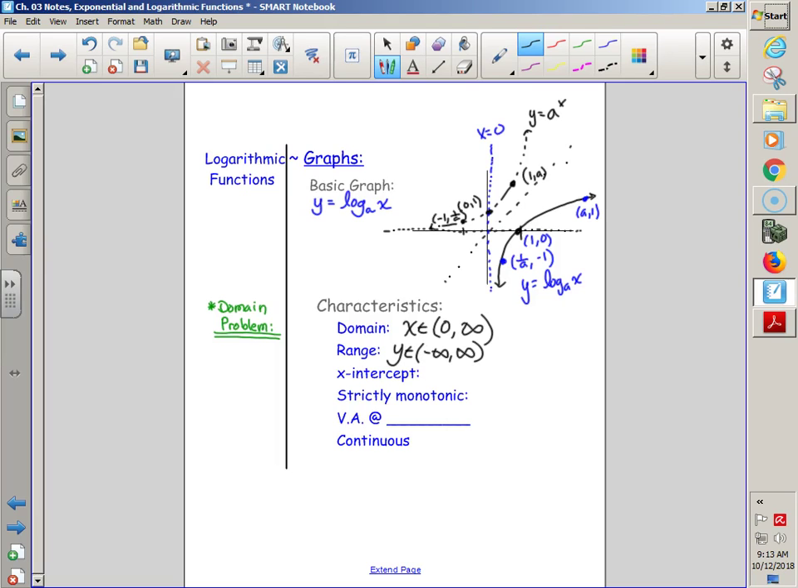X-intercept. Good. So we can say (1, 0) or x equals 1.